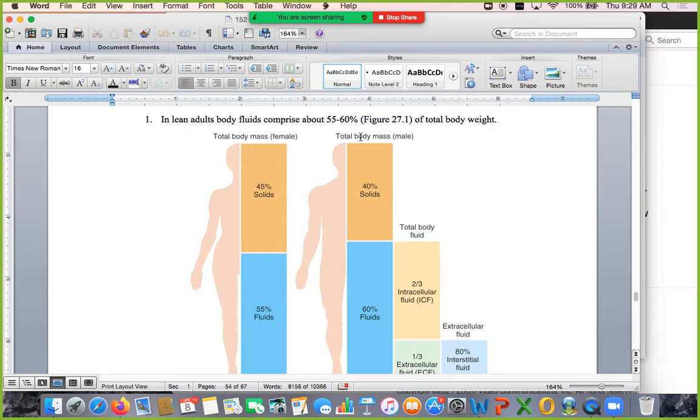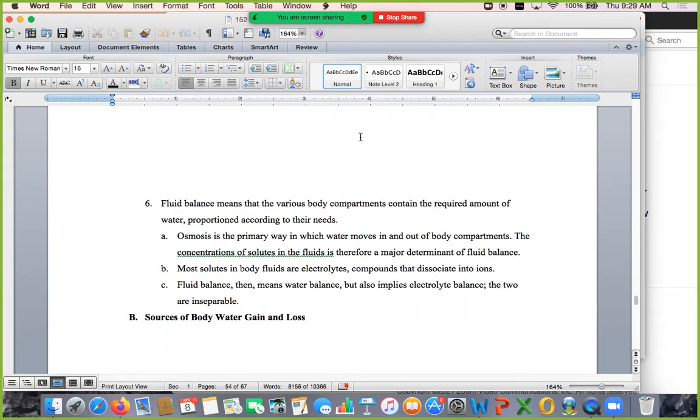Water is split up into two major things, the intracellular fluid and the extracellular fluid. Intracellular fluid is about 2/3 of that. 1/3 of that is going to be extracellular fluid. And when we split up our extracellular fluid, we have two different types of extracellular fluid, namely blood plasma and interstitial fluid, which is the fluid that bathes the cells.